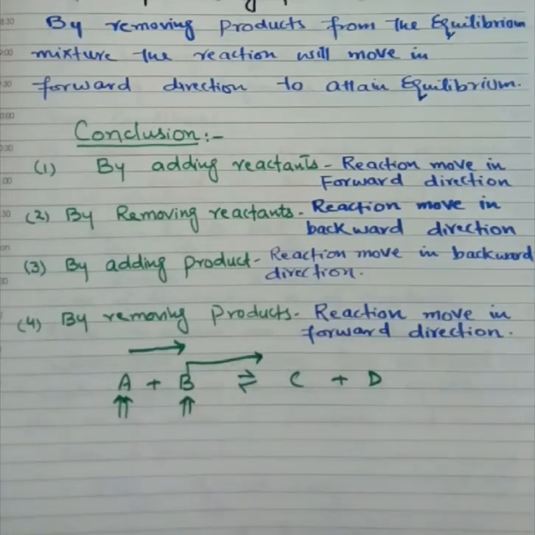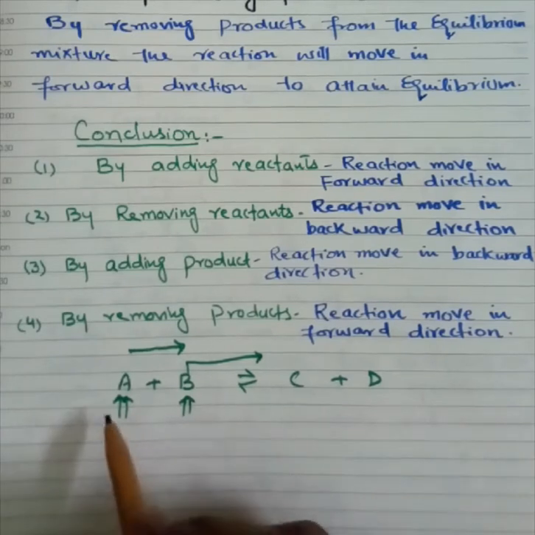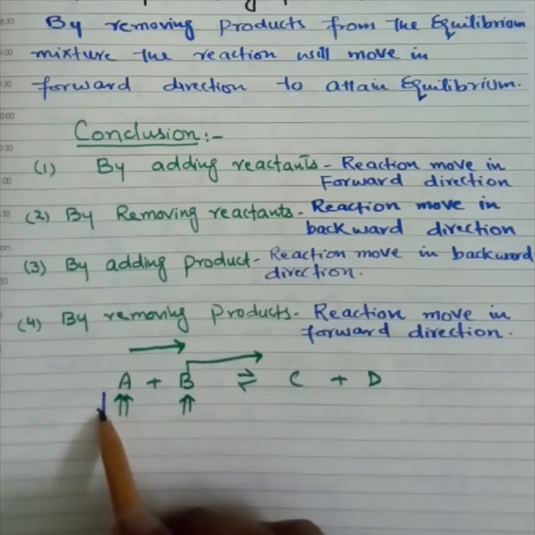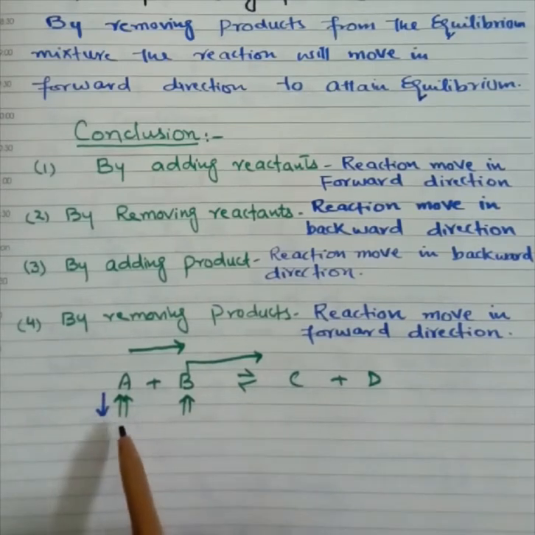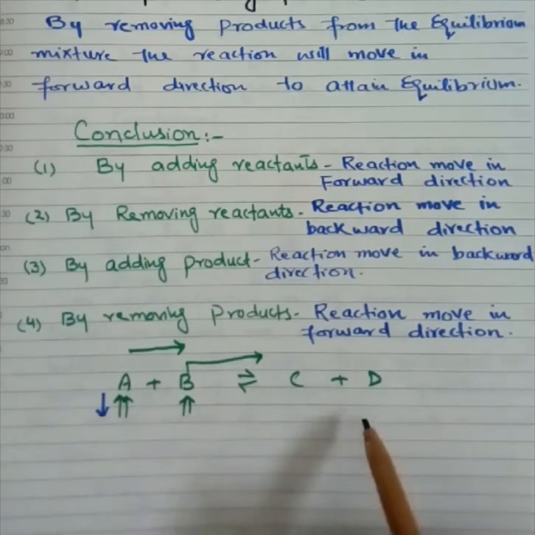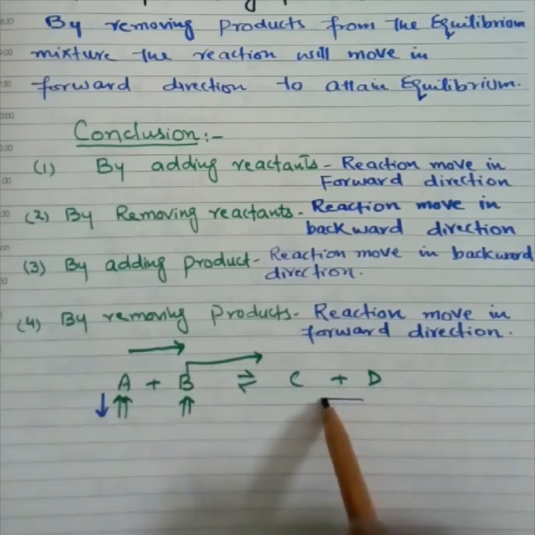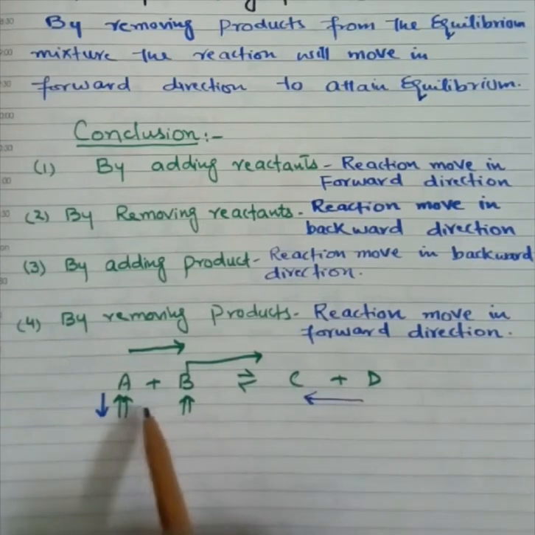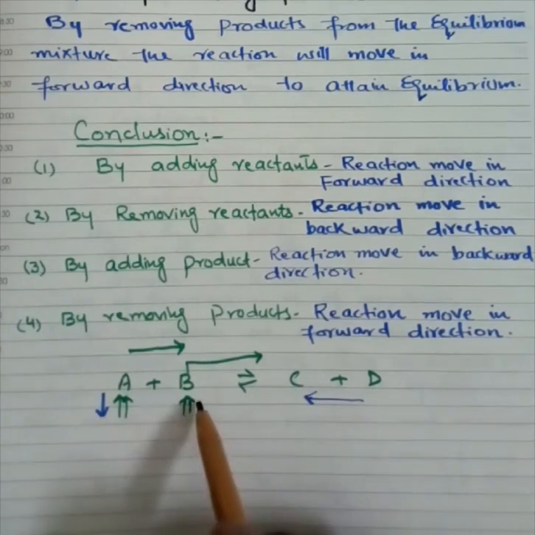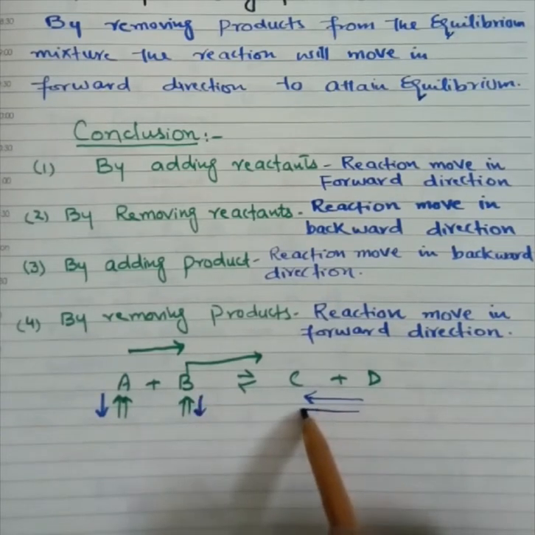Now, on the contrary, if we decrease the concentration of A, I am going to withdraw some amount of A from this reaction. The concentration of A is decreased. Now the reaction will move backward in order to form more and more A and B. If I decrease the concentration of B, again the reaction will move in the backward direction.